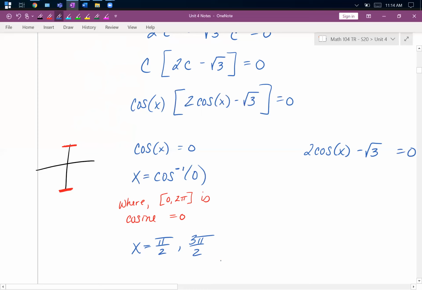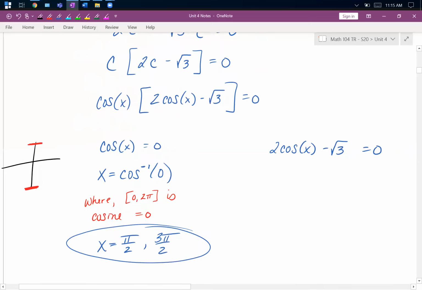However, for your test on Tuesday, the only answer you would give me if I asked you for cosine inverse of 0 would be pi over 2. But it said the whole interval 0 to 2 pi, so I have to check the whole thing. Any questions on that first part?